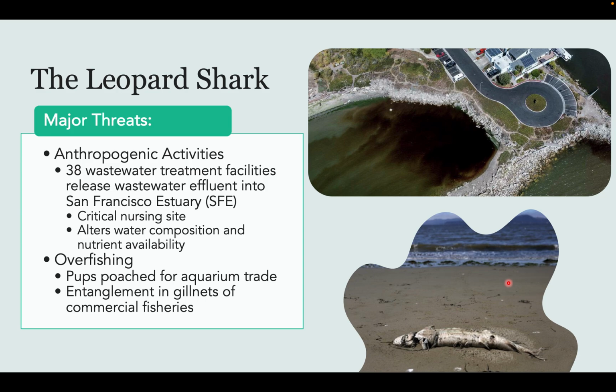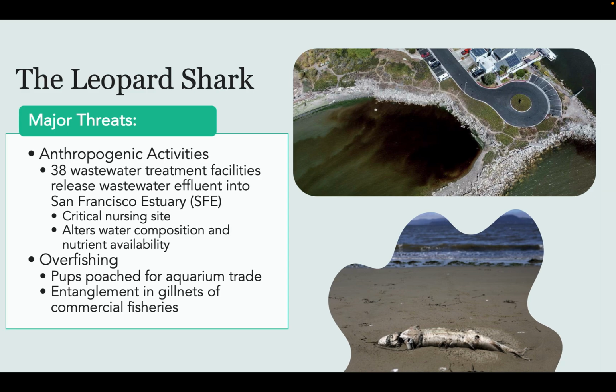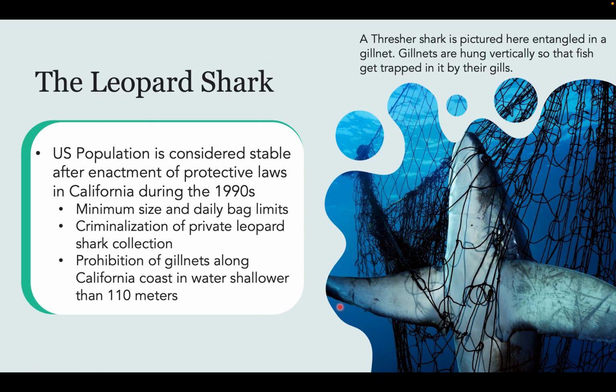Unfortunately, the leopard shark is also threatened by overfishing, as pups are poached for the private aquarium trade, as they're coveted by collectors for their distinctive markings. Furthermore, leopard sharks commonly become entangled in the gillnets and longlines of commercial fisheries. So this image to the right is of a thresher shark that became entangled in a gillnet. Gillnets are hung vertically so that the fish get trapped in it by their gills, because they'll swim right in it, and as you can see, they're stuck via their gills.